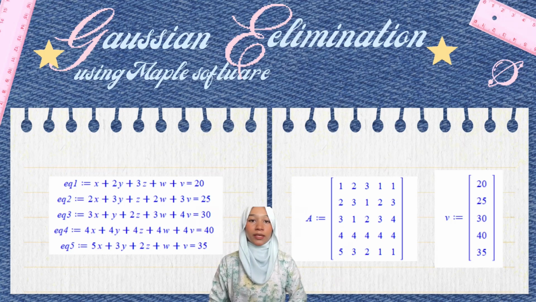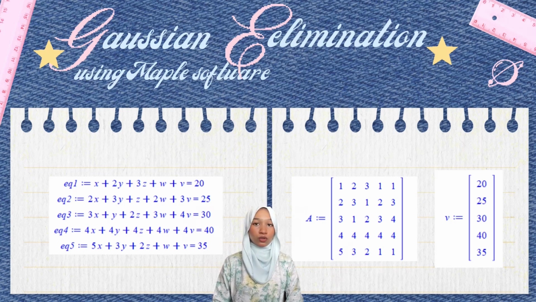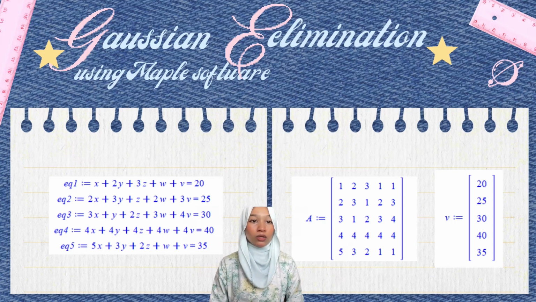Now, let's solve a matrix by using the Gaussian elimination method. Equation 1: x plus 2y plus 3z plus w plus v equals 20. Equation 2: 2x plus 3y plus z plus 2w plus 3v equals 25. Equation 3: 3x plus y plus 2z plus 3w plus 4v equals 30. Equation 4: 4x plus 4y plus 4z plus 4w plus 4v equals 40. And equation 5: 5x plus 3y plus 2z plus w plus v equals 35.